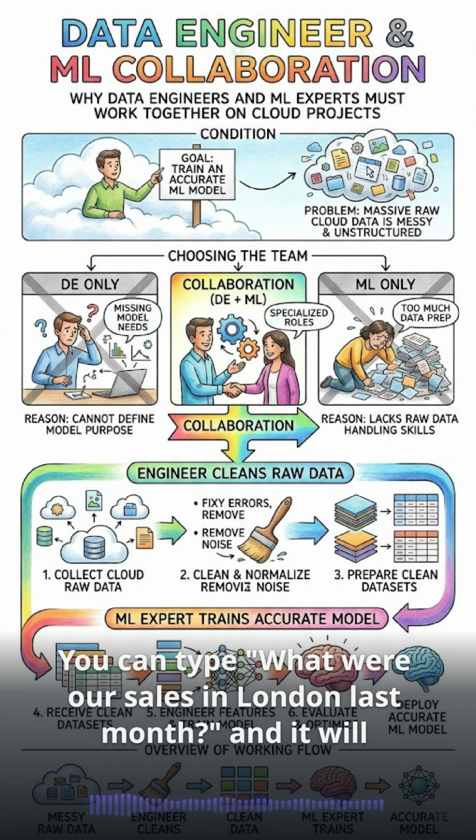You can type, "What were our sales in London last month?" and it will draw the chart for you.